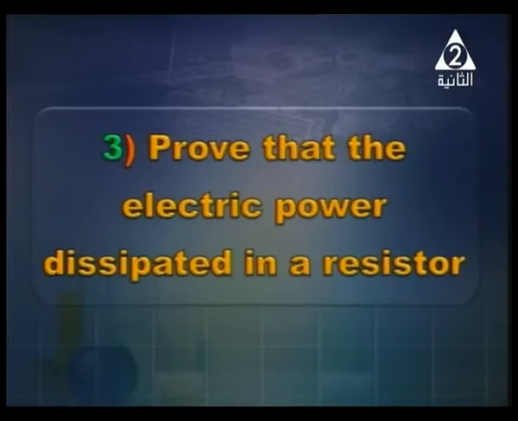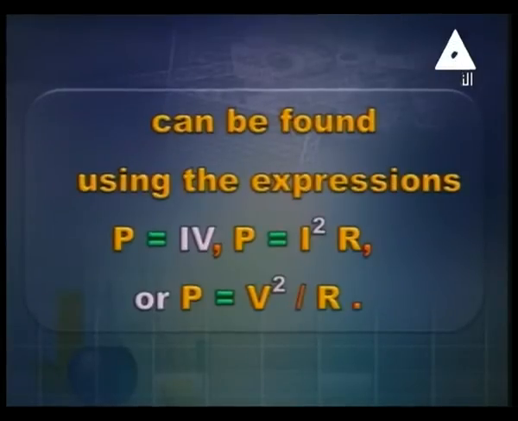Another proof: the electric power dissipated in a resistor can be determined using any of the following expressions. Power is equal to IV, power is equal to I squared R, also electric power is equal to V squared over R.